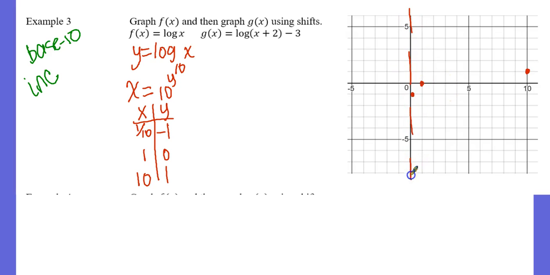Don't tune out because we still have to do the natural log. And if you don't want to have to use a calculator, you want to see my work, there's your graph.